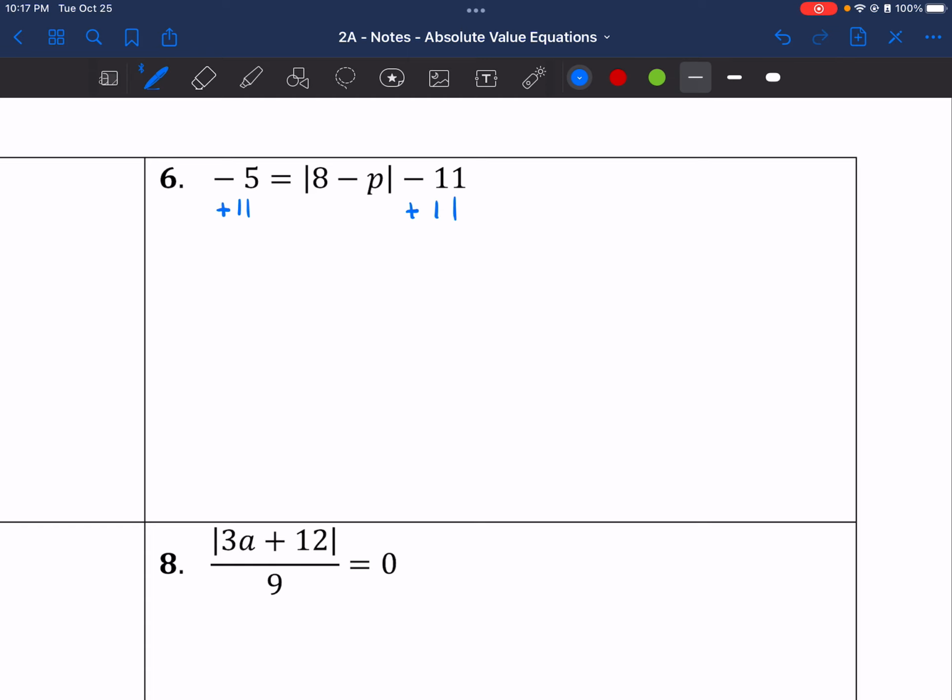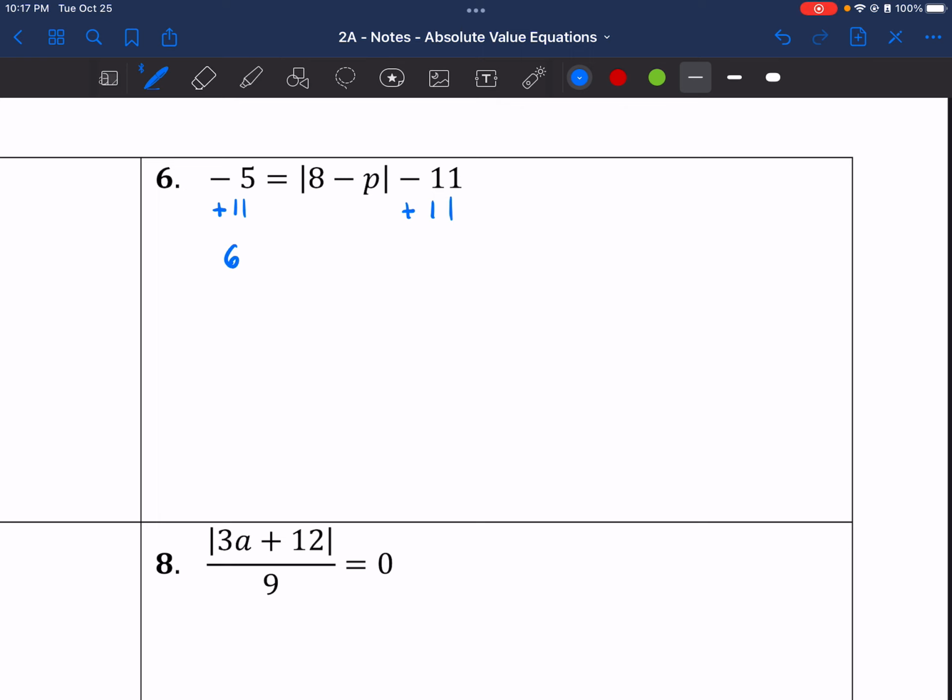And negative 5 plus 11 gives me positive 6 is equal to the absolute value of 8 minus p. So now I have my absolute value expression equal to a positive number. That means there is going to be a solution, and we're going to move on to step 2. We're going to make 2 equations, one for the positive and one for the negative.